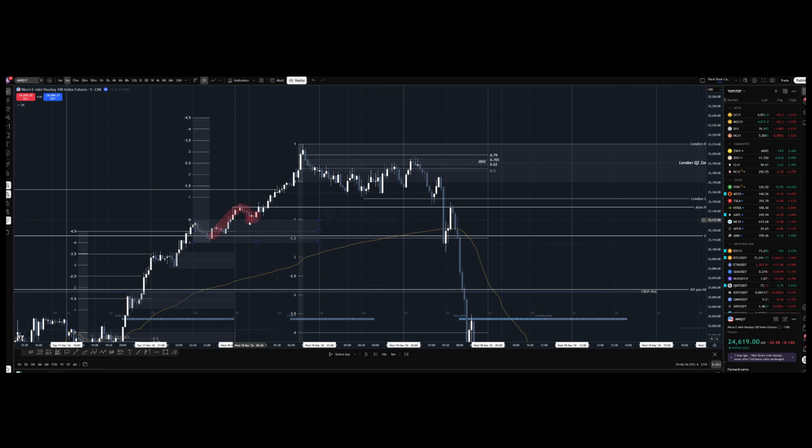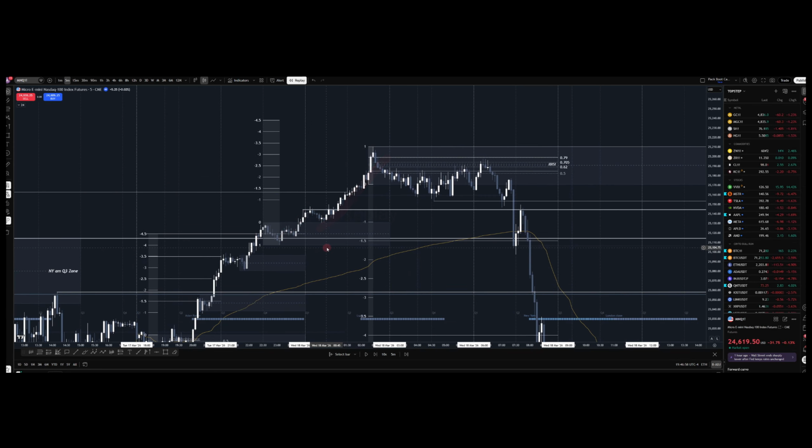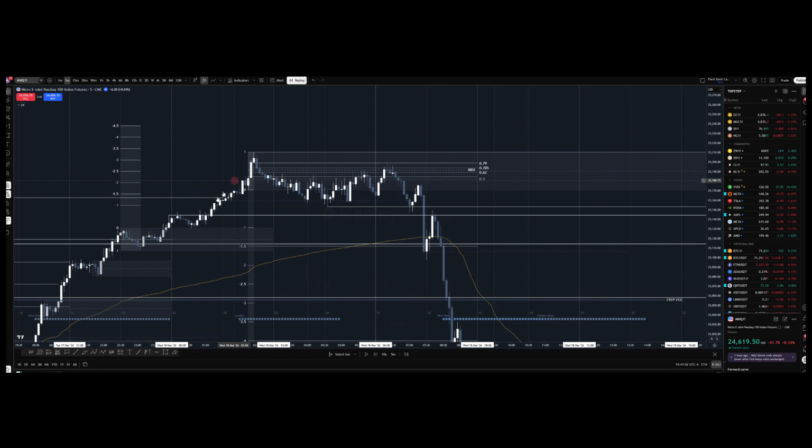We got our retest of this one here to continuation there. London straight into manipulation for a quarter 2. So we have our retest of this zone here, expansion up into quarter 2, hitting SD 2.5, not quite 3.5 there.